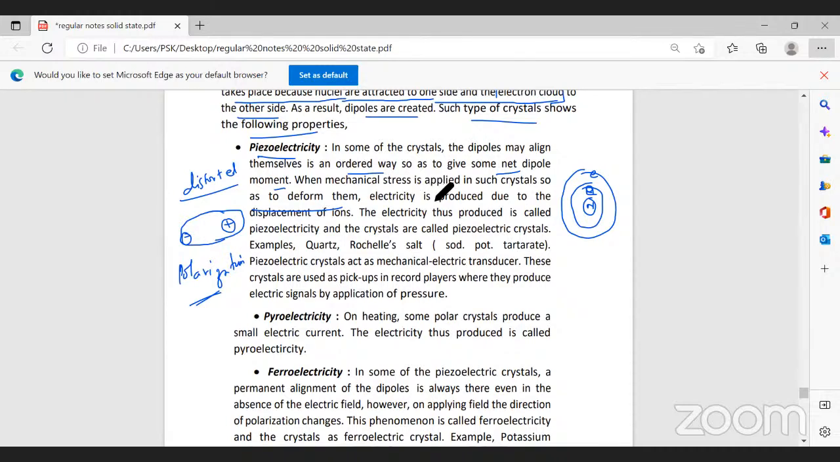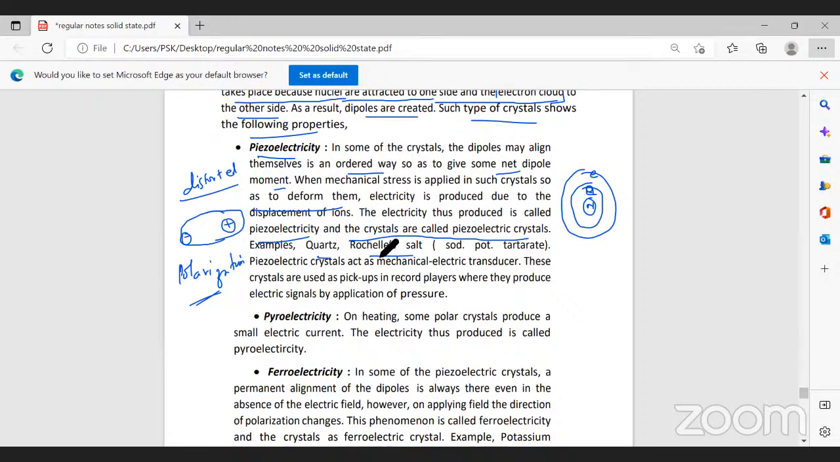During that time, when stress is applied on such a crystal, it undergoes deformation. The crystal will undergo a change in shape. Then electricity is produced due to the displacement movement of ions. The electricity thus produced is called piezoelectricity, and the crystals are called piezoelectric crystals. Examples: quartz and Rochelle salt. Sodium potassium tartrate is called Rochelle salt.